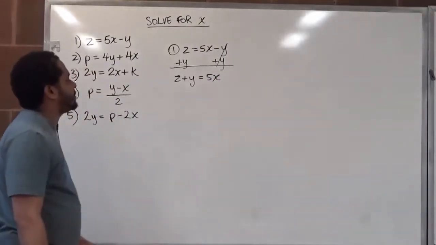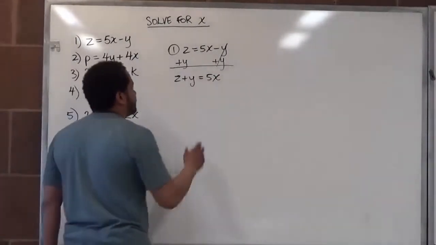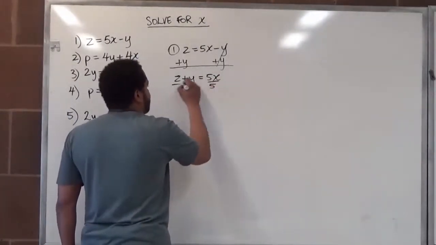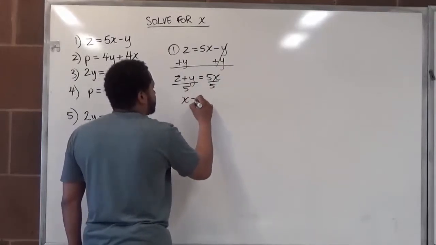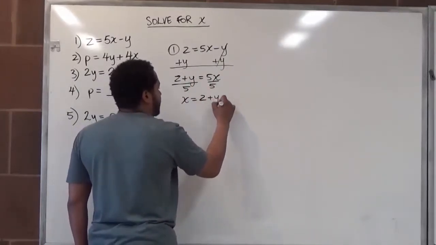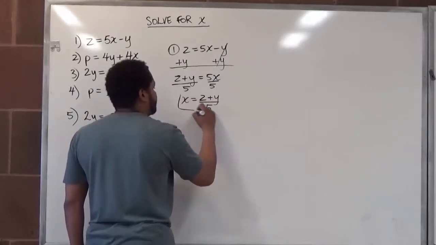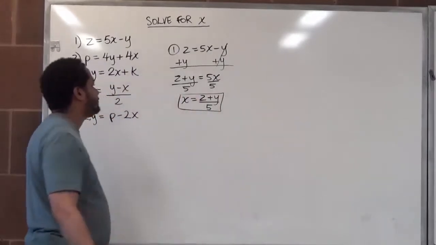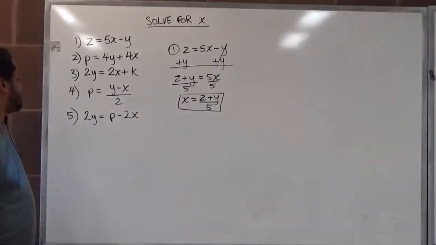And the final step here is to divide both sides by 5. So I'm going to divide both sides by 5, and I get x is equivalent to the z plus the y over the 5. Moving on to problem number 2.